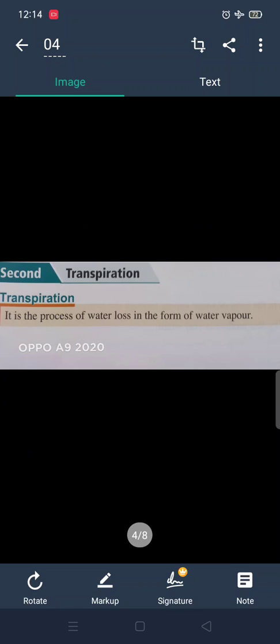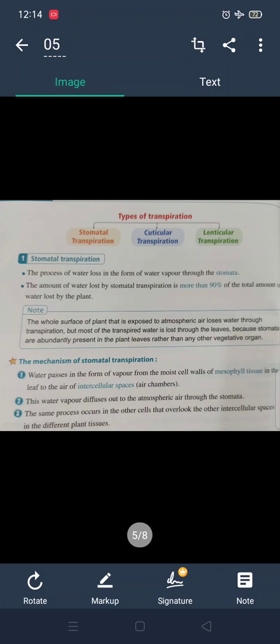Number 2, transpiration process. What is the transpiration process? It is the losing of water in the form of water vapor. The plants get rid of the water vapor by transpiration in 3 ways, or we have 3 types of transpiration: stomatal transpiration, cuticular transpiration, and lenticular transpiration. The place in the plant decides the type of transpiration.